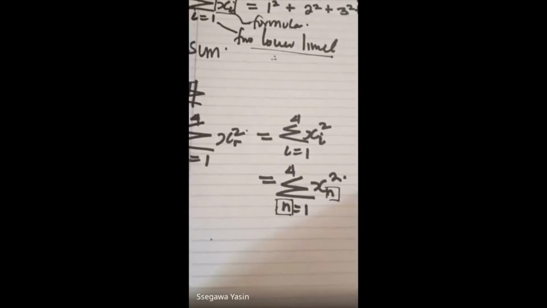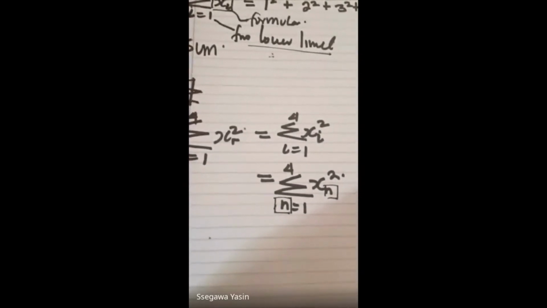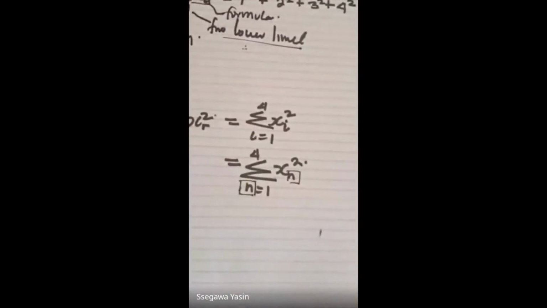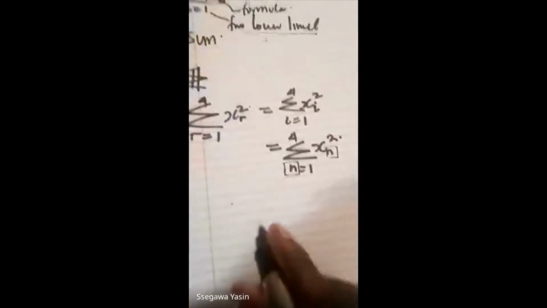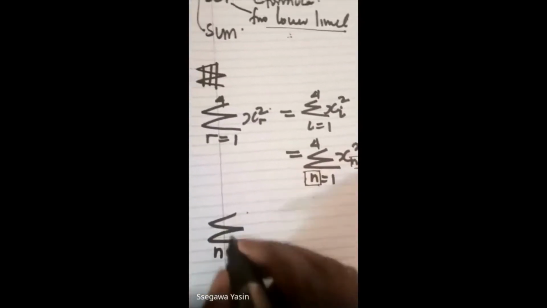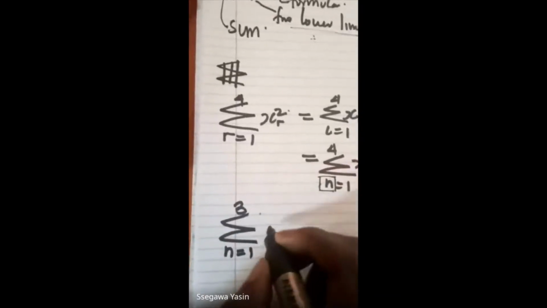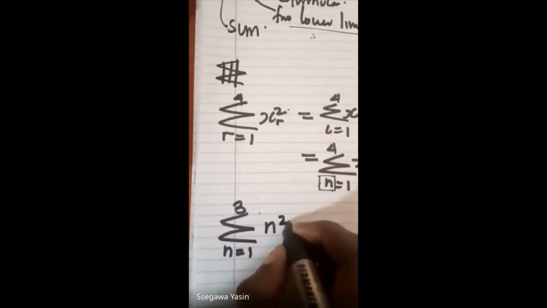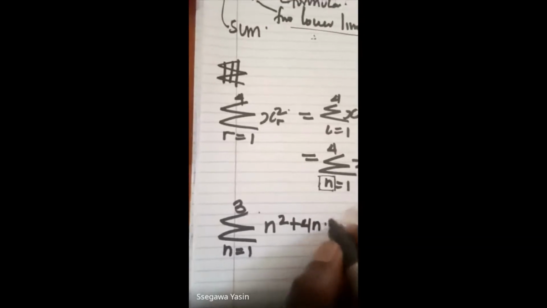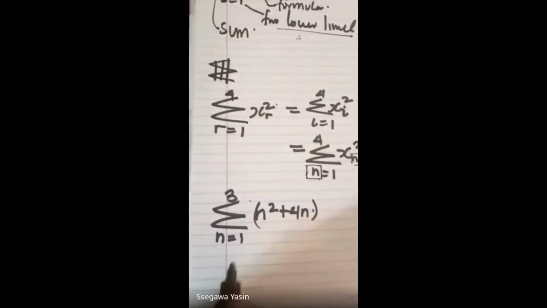So that is the expression there. Now, if I write something like this, summing up of n is equal to 1 up to maybe 3 of n squared plus 4n. If I write it like this, now this one is a different thing.